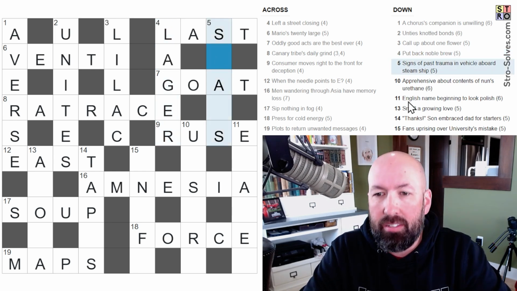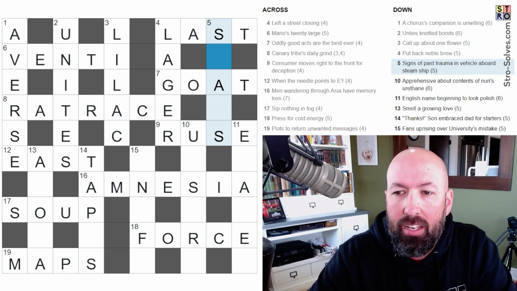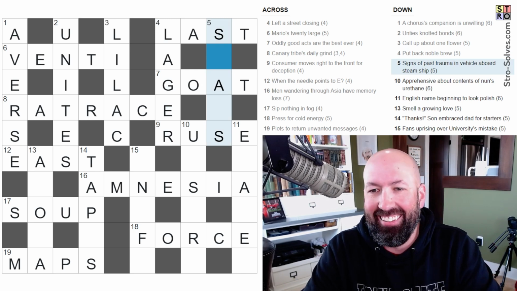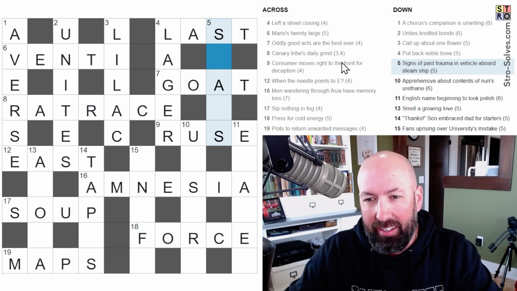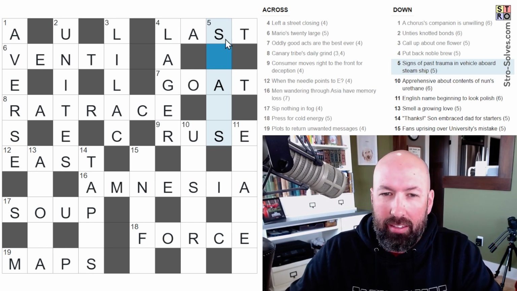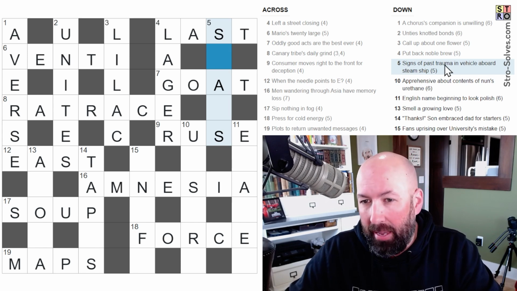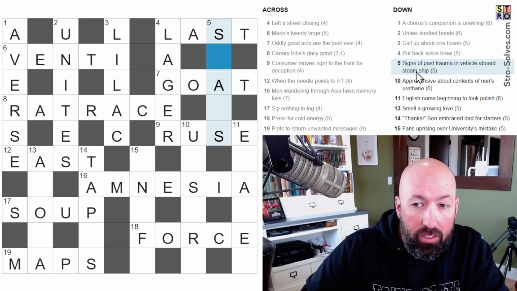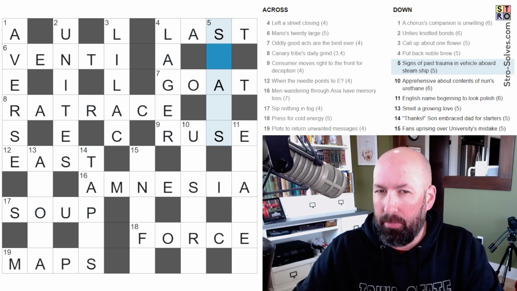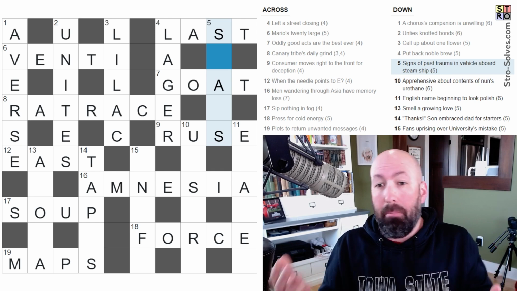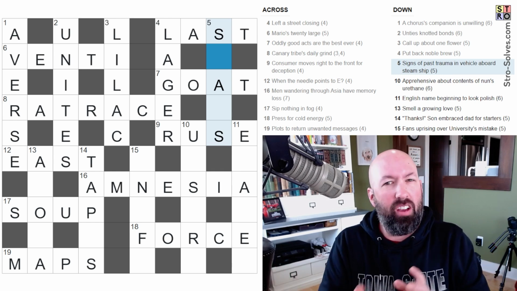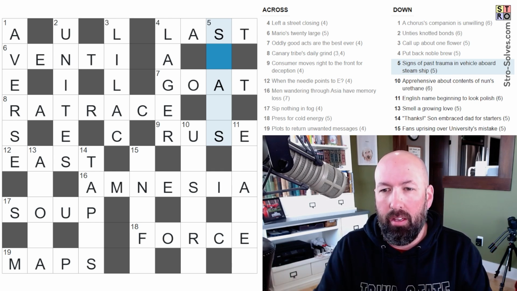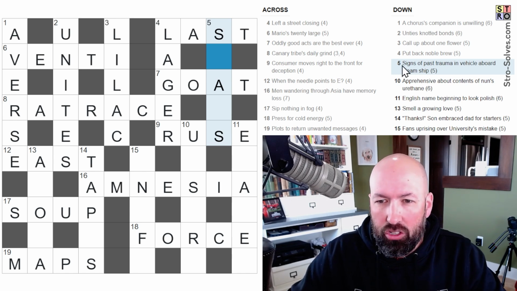Okay, so 5 down. Signs of past trauma in vehicle aboard steamship. So there's a lot going on in this one, but we know that the definition is going to be signs of past trauma, or signs of past trauma in vehicle. It could be a steamship, it could be a ship, it could be aboard steamship, vehicle aboard steamship. There's lots of possibilities for the definition on this one. So that one might be less helpful as a starting point. But there's nothing super obvious for abbreviations except for steamship.